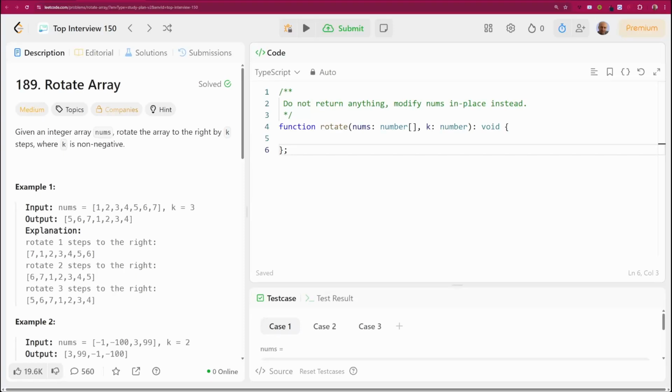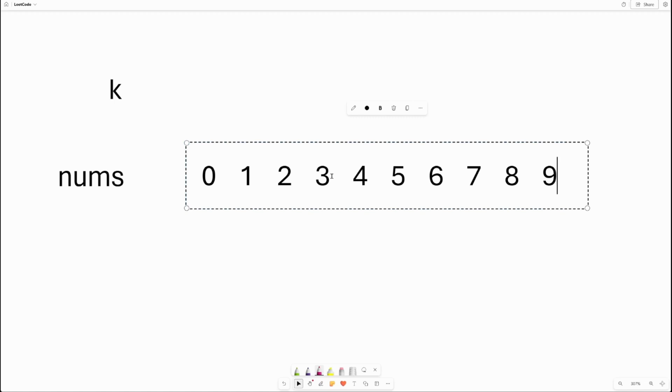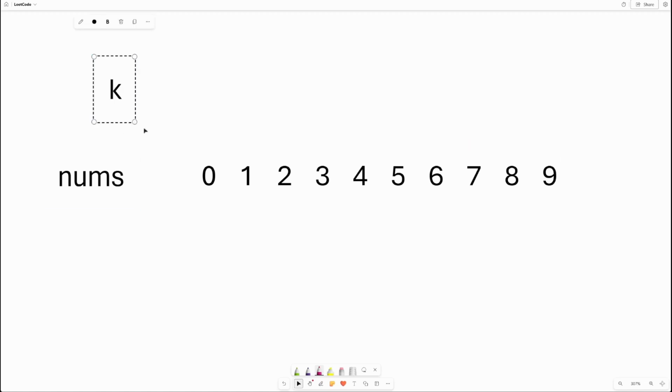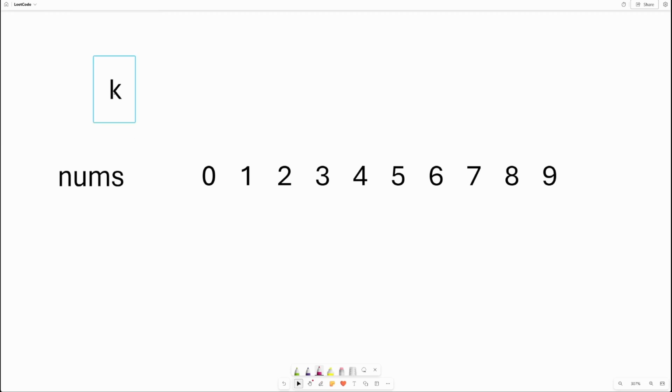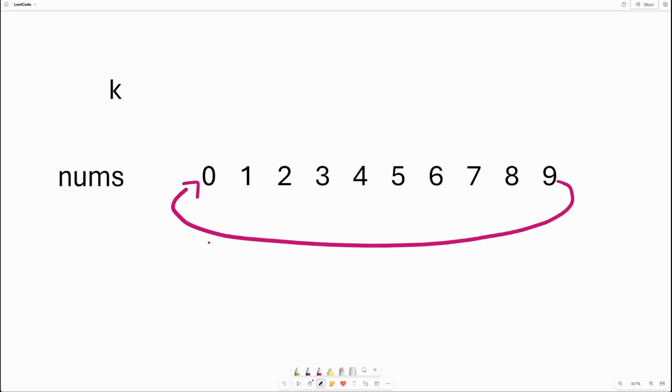Problem 189, rotate array. In this problem, we are given an array, and we also have a number k. We have to shift this array to the right by k steps, and we have to do so cyclically. Cyclically obviously means that the array can be imagined to be on a circle. So any element that falls off at the bottom should reappear at the beginning of the array.